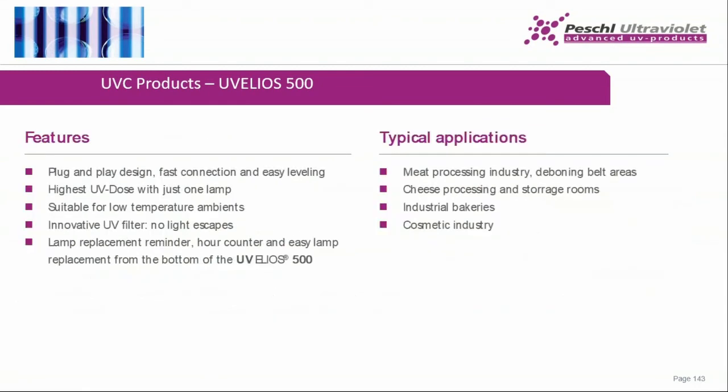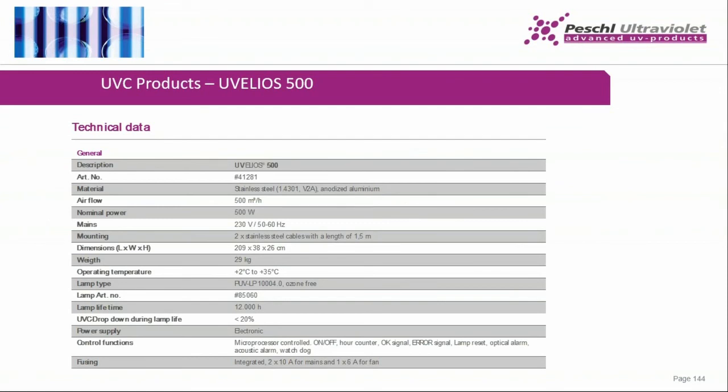Okay, the features are a flat plane design, high level, the highest UV dosage with just 1 lamp. We only have 1 lamp instead of 4. So typical applications are air, meat processing, cheese processing and storage rooms, industrial bakeries, and the cosmetic industry. The lamp replacement is easy, and you have an hour counter to see when you have to change the lamp, and then you are on the safe side.